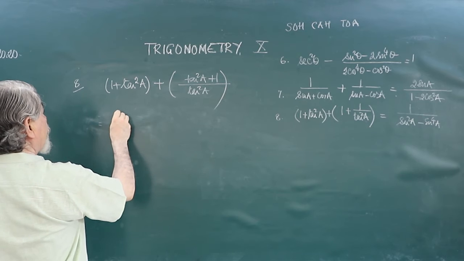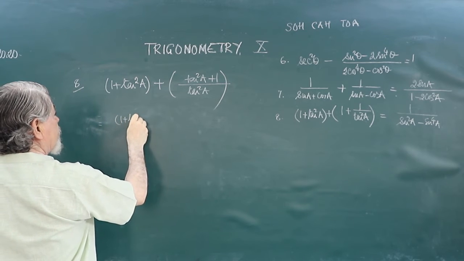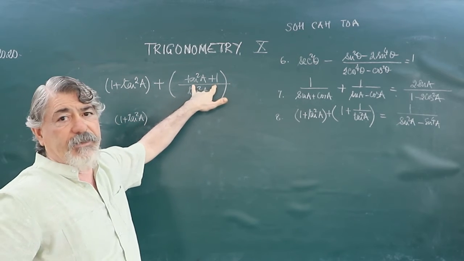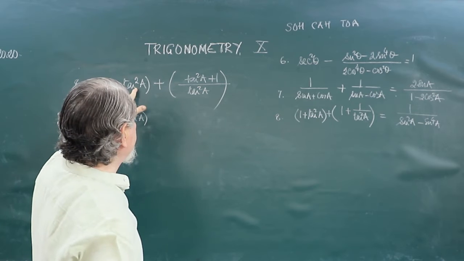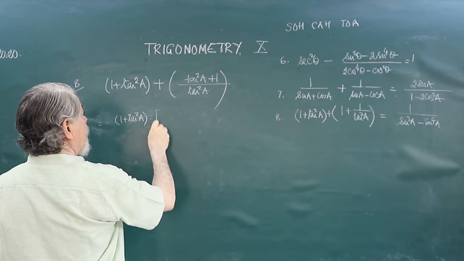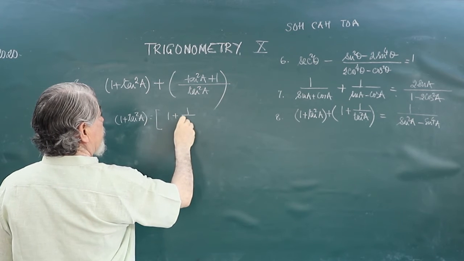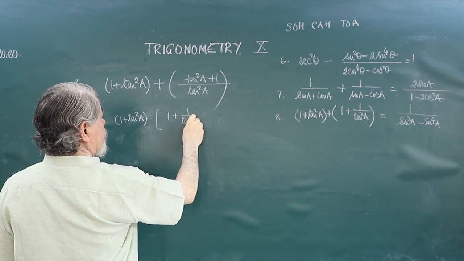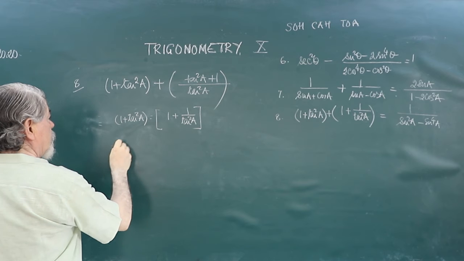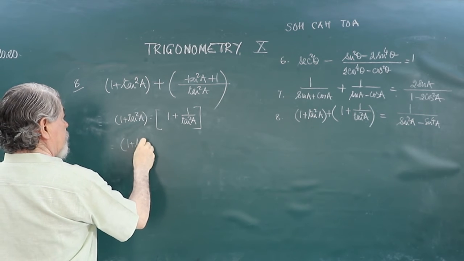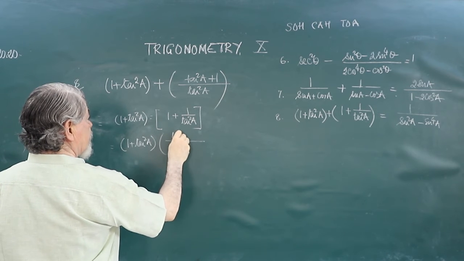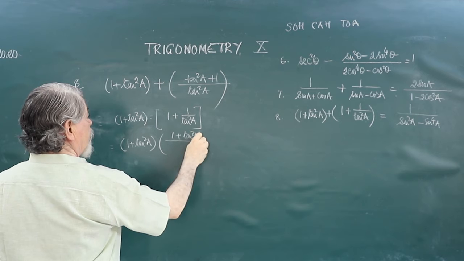So it will become what? 1 plus tan square A is in the denominator. Let me take it out common. It is 1 plus tan square A, it is tan square A plus 1, one and the same thing. So I am taking 1 plus tan square A common in the numerator. It will be left here 1 plus 1 upon tan square A. Again, we take LCM, it will become 1 plus tan square A upon tan square A.